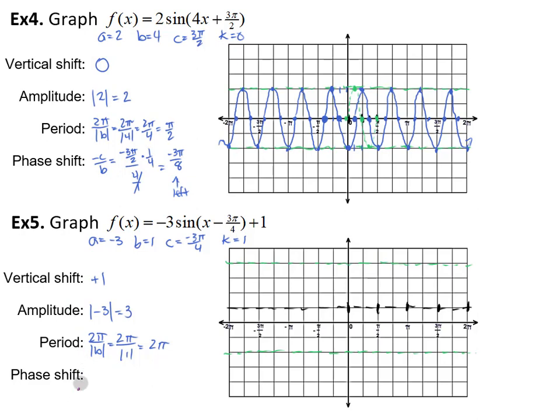Ooh, before we do that, let's do our phase shift. Opposite of c over b. So opposite of -3 pi fourths would be +3 pi fourths over b, which is 1. So dividing by 1, it's just 3 pi fourths. And since it's positive, we are shifting right 3 pi fourths. Okay, let's go ahead and graph in our different parts of sine here.